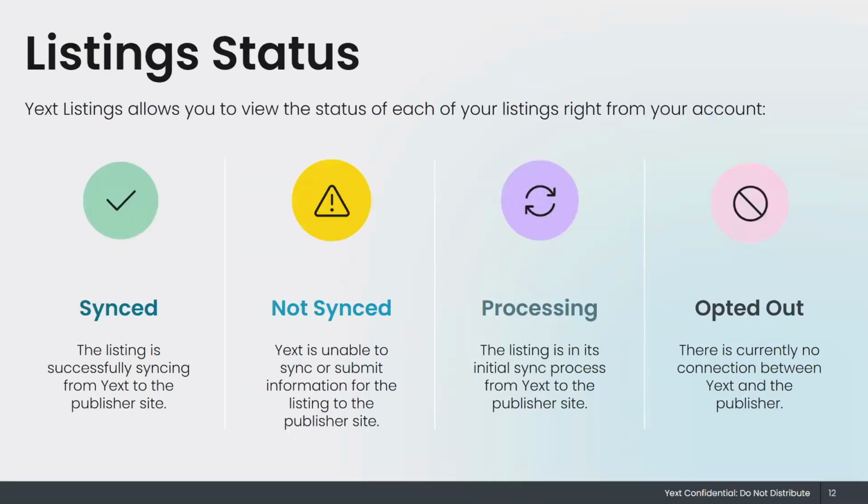So I did mention this earlier, I did briefly mention this, but when it comes to the Yext listing solution, it is extremely important to monitor the listings status. Okay. There are 4 statuses between Yext and the publisher in question. Now let's start on the left. Synced. Probably very self-explanatory. Synced means there's a connection between Yext and that specific publisher, for example, Google. The information from Yext is syncing to it.